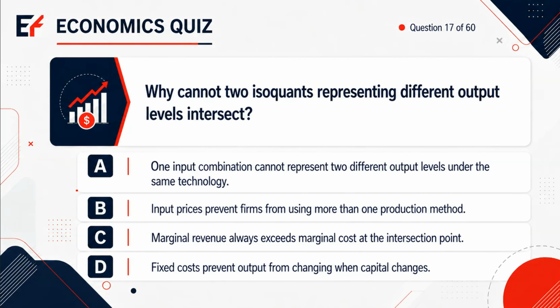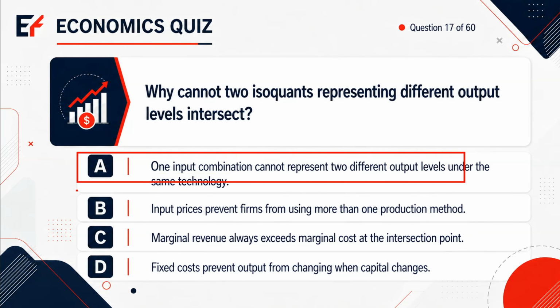Question 17. Why cannot two isoquants representing different output levels intersect? A. One input combination cannot represent two different output levels under the same technology. B. Input prices prevent firms from using more than one production method. C. Marginal revenue always exceeds marginal cost at the intersection point. D. Fixed costs prevent output from changing when capital changes. The correct answer is A.